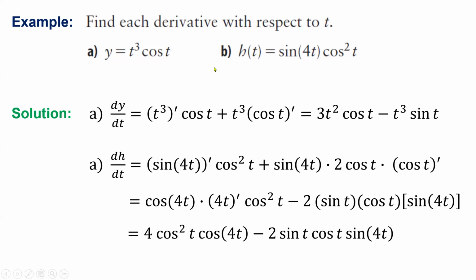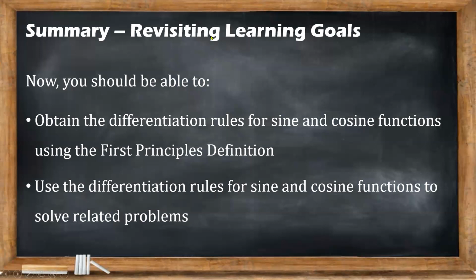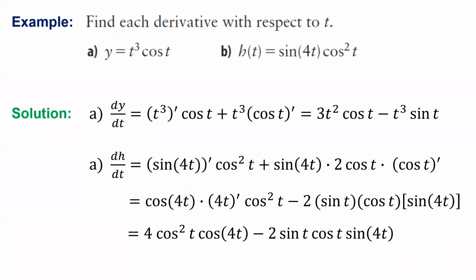Okay, if you have no questions, let's give a summary of today's lesson. Let's revisit today's learning goals. So after this lesson, now you should be able to obtain the differentiation rules for sine and cosine functions using the first principles definition, and also use the differentiation rules we obtained from the first step for sine and cosine functions to solve related problems like the examples we have discussed. Okay?